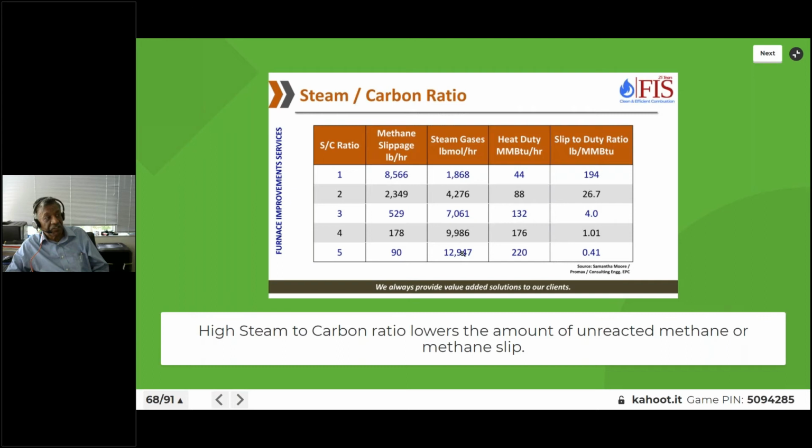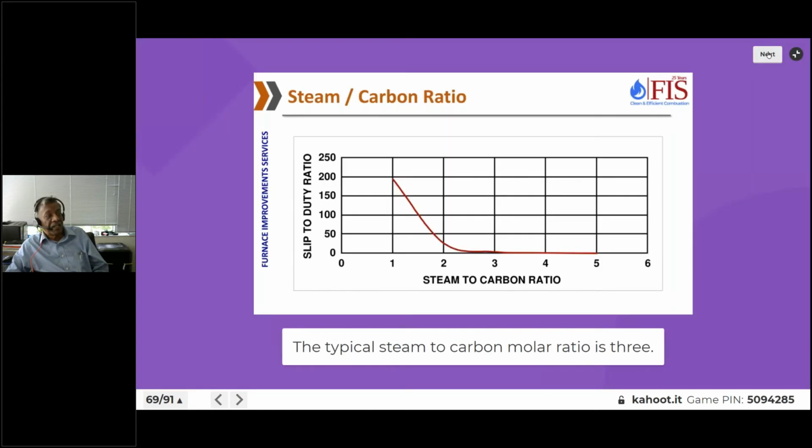This is the steam gas, or the steam that we are using. This is the heat duty of the reformer furnace. As we keep on increasing, the heat duty keeps on increasing. And then slip to duty, so basically how much slip to duty in ratio of pounds per million BTU. And then we plotted, and you can see after 3, there is no significant benefit. That's why the steam to carbon ratio is generally limited to 3. After 3, there is no benefit in terms of operation.